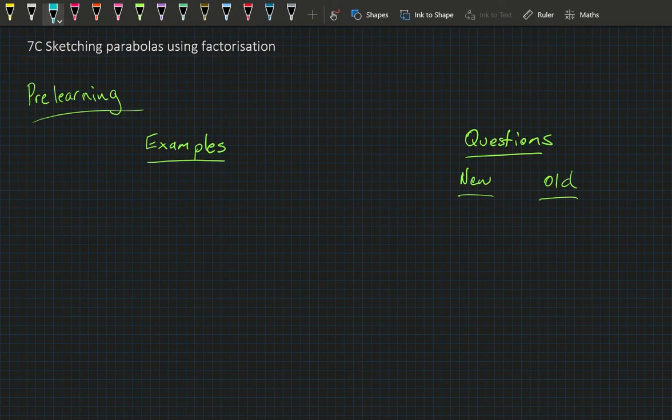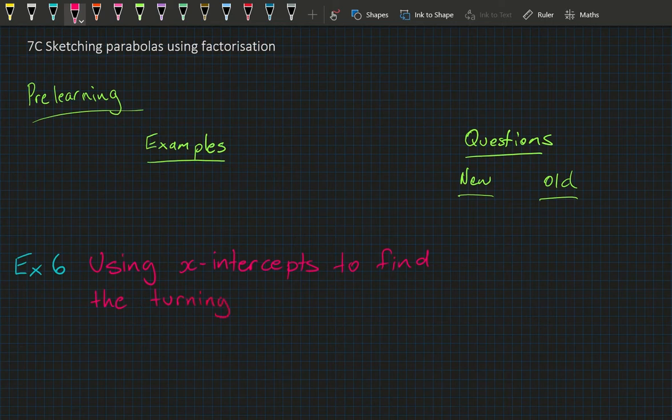Hi class, welcome to exercise 7c, sketching parabolas using factorisation. In our lesson today, we'll be doing example 6, where we're using the x-intercepts to find the turning point.